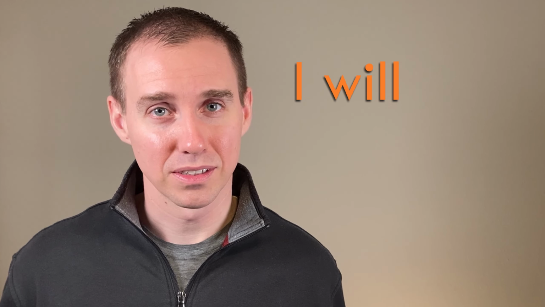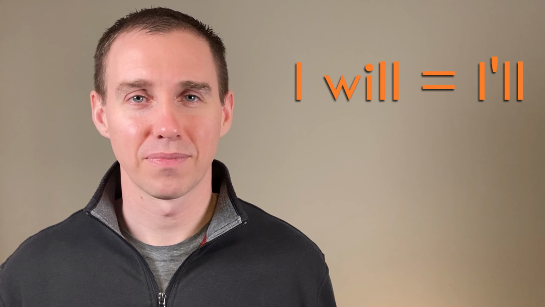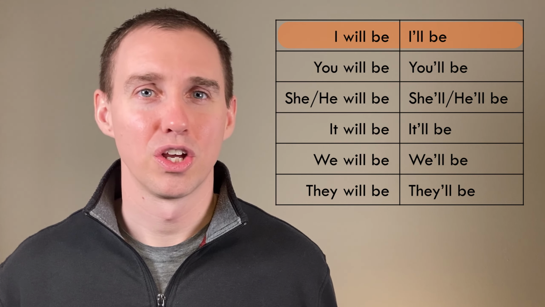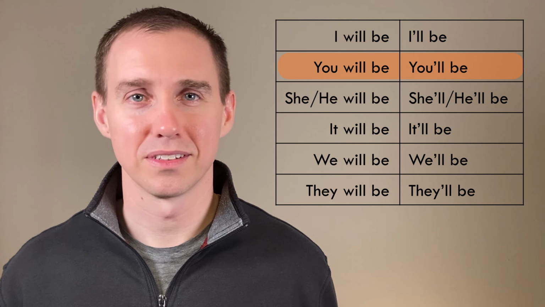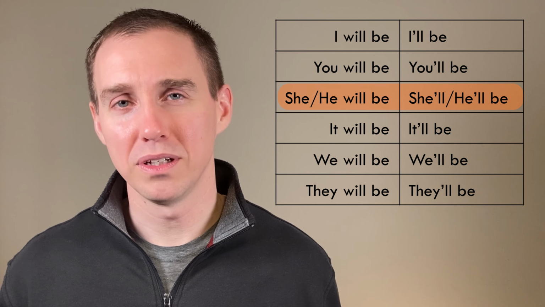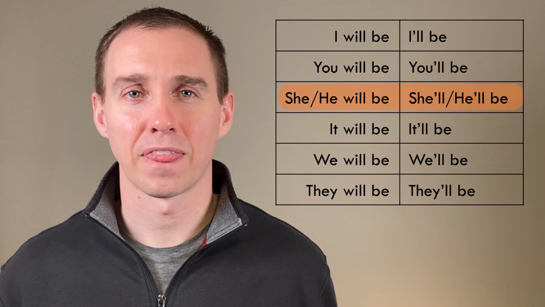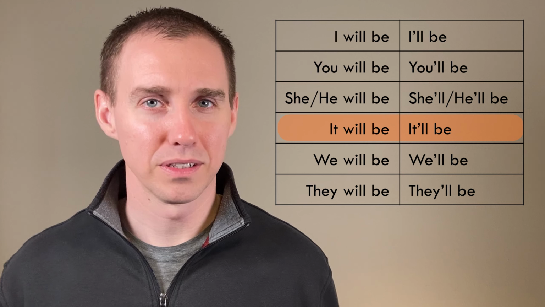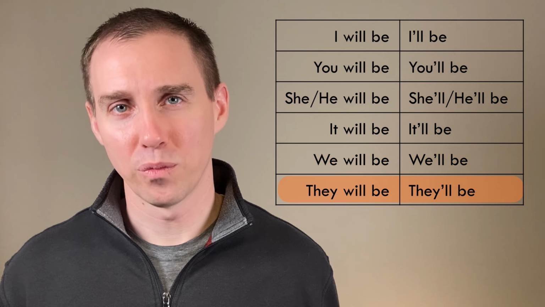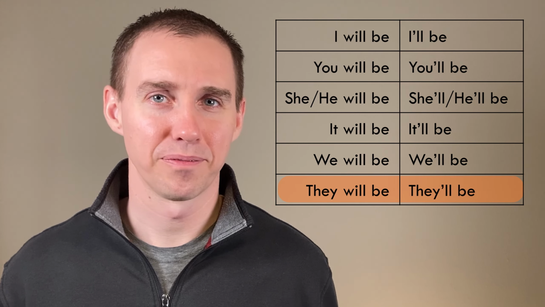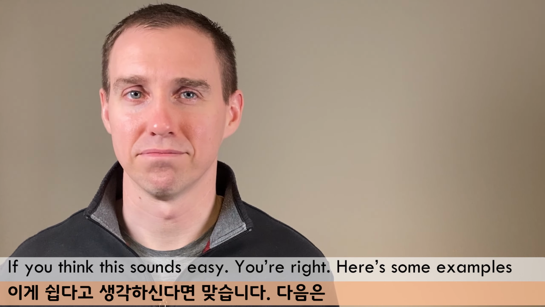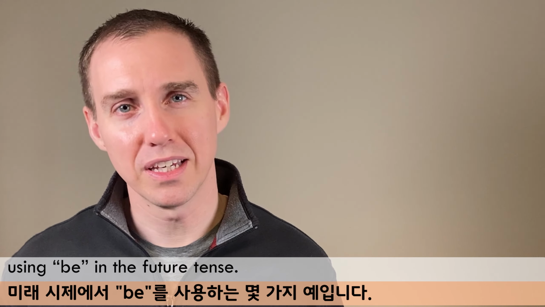I will becomes I'll. I will be, I'll be. You will be, you'll be. She will be, she'll be. He will be, he'll be. It will be, it'll be. We will be, we'll be. They will be, they'll be. If you think that sounds easy, you're right. Here's some examples using be in the future tense.